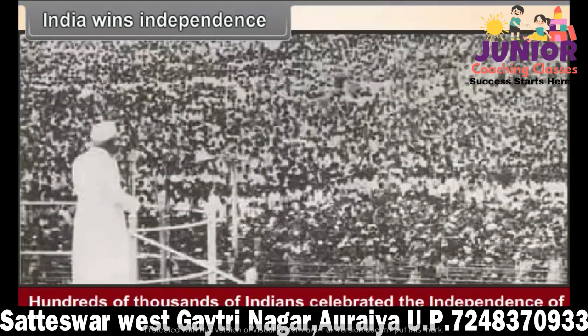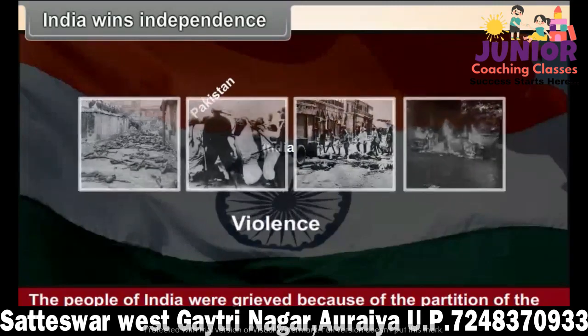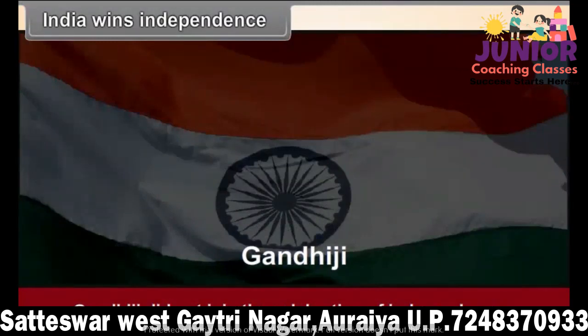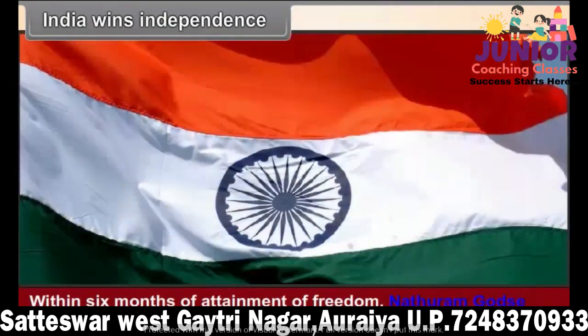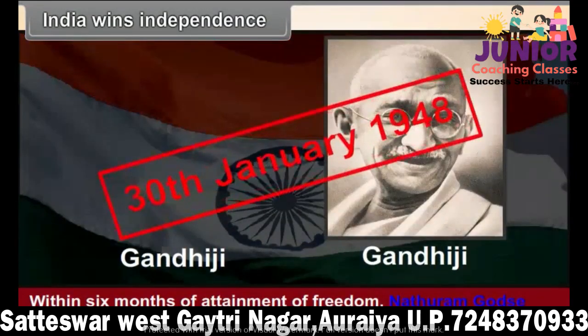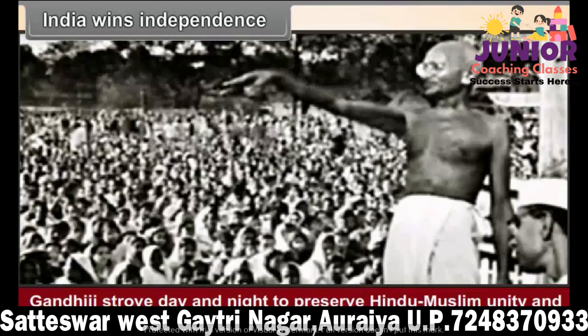Hundreds of thousands of Indians celebrated the independence of India with enthusiasm. The joy of attainment of freedom was not untinted. The people of India were grieved because of the partition of the country and the terrible violence. Gandhiji did not join the celebration of independence. Instead, he strove to maintain peace and communal harmony in Bengal. Within 6 months of attainment of freedom, Nathuram Godse brutally assassinated Gandhiji on 30th January 1948. Gandhiji strove day and night to preserve Hindu-Muslim unity and laid down his life in the same cause.